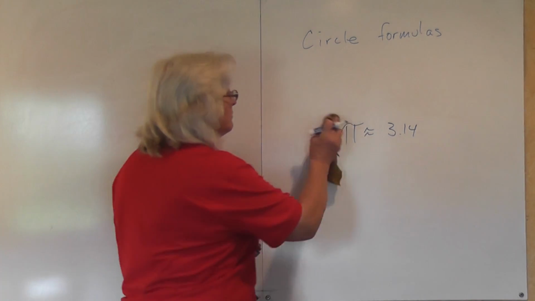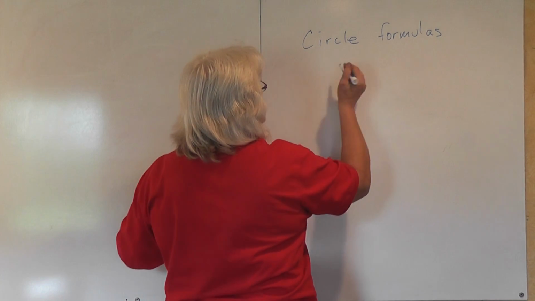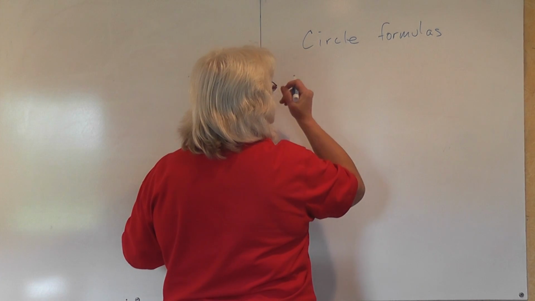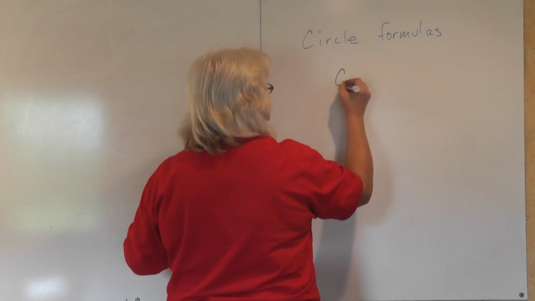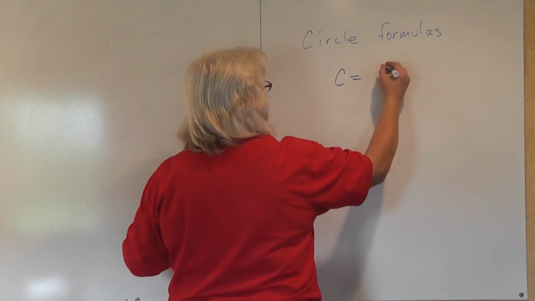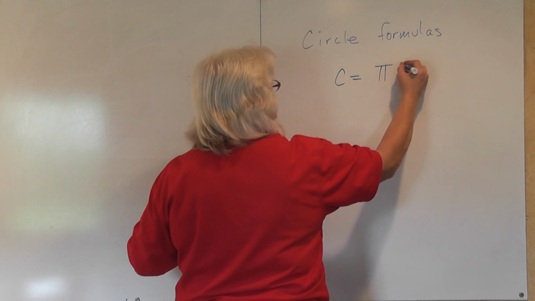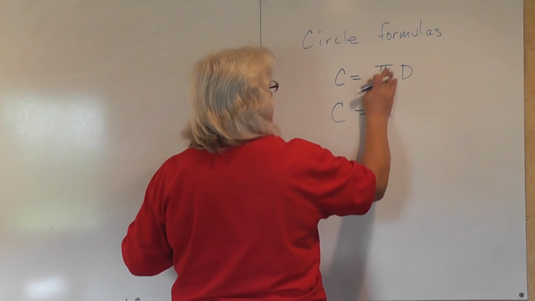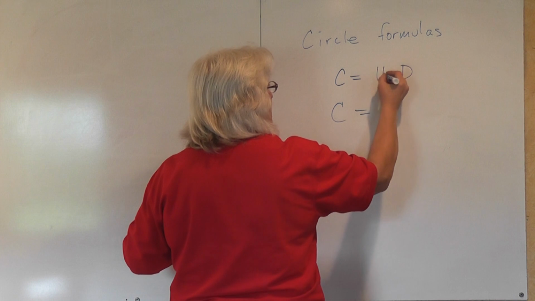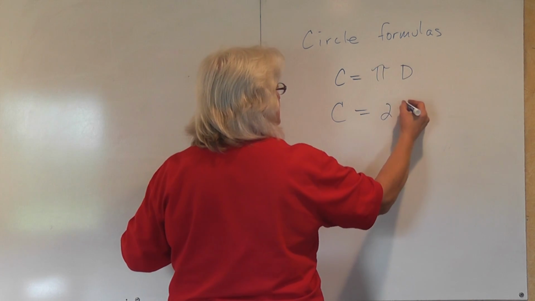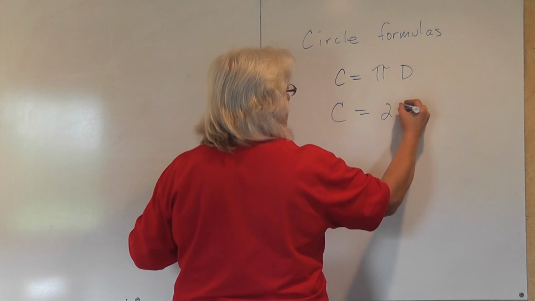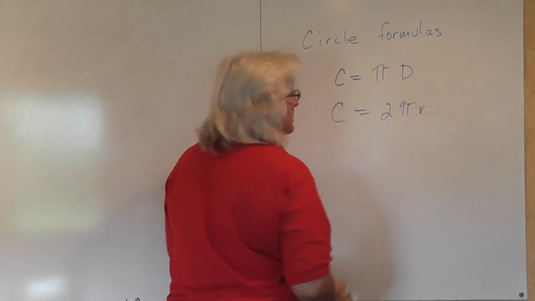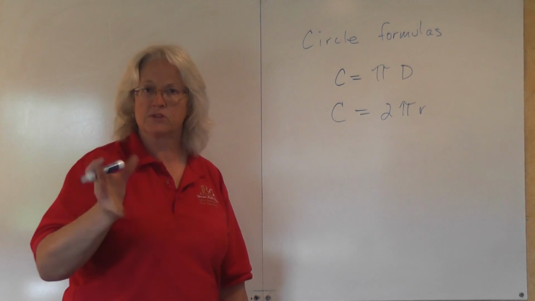But before I tell you how you find the area of a circle, I also wanted to tell you how to find the circumference of a circle. The circumference of a circle is pi times the diameter. The circumference can also be calculated if you only know the radius, and that is 2 times pi times the radius.